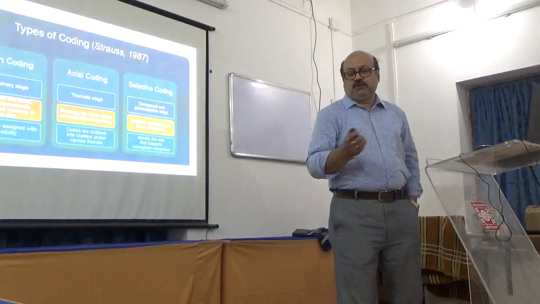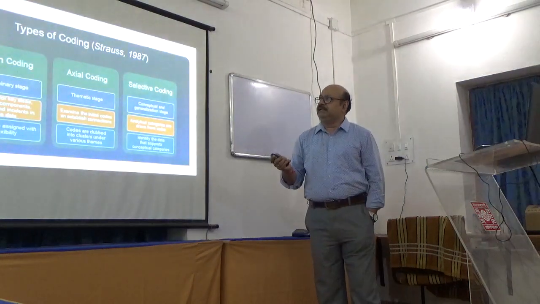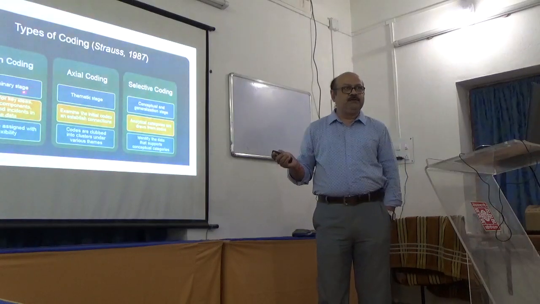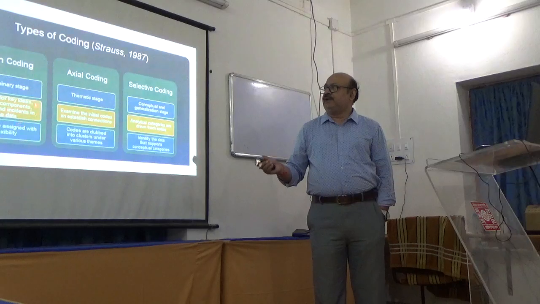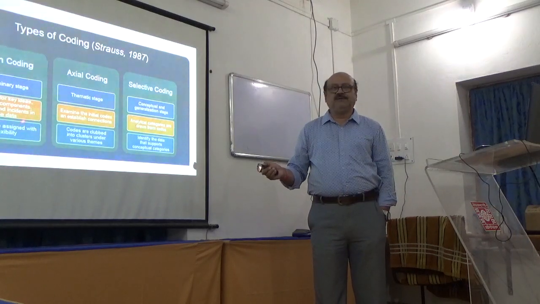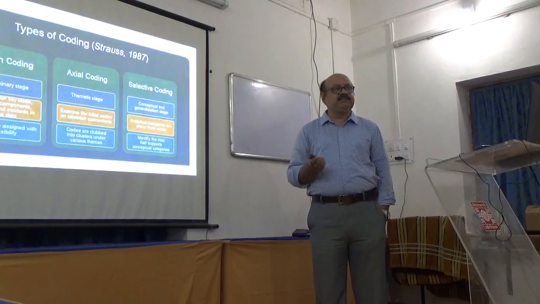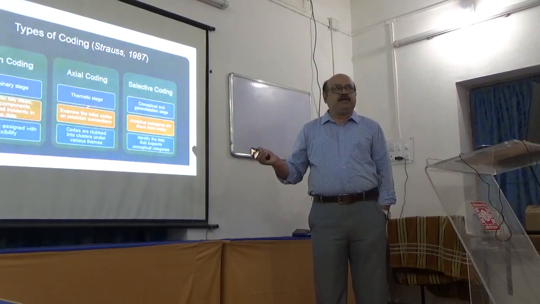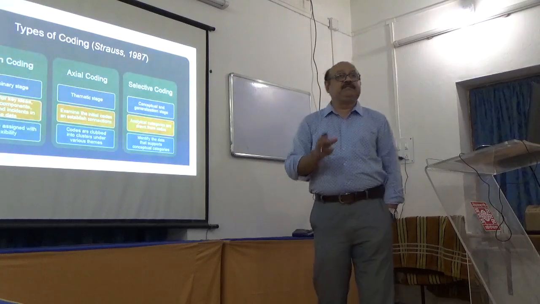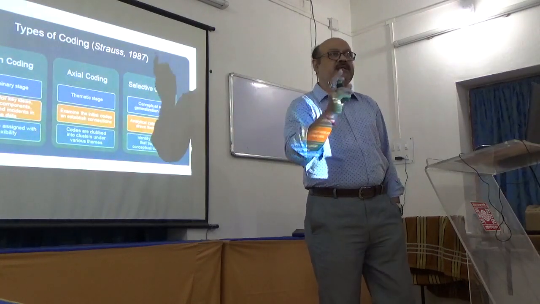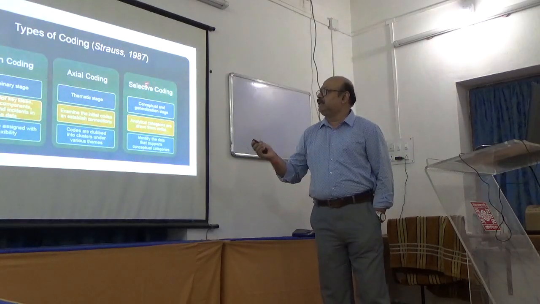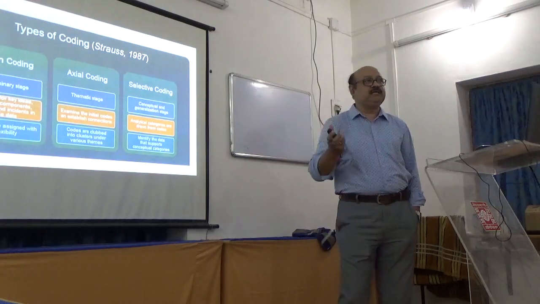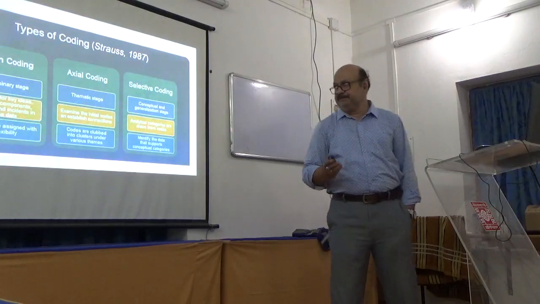So, three types of coding. Initial coding is made by the researcher for searching of ideas, issues, components, events and incidents in the data, whereby the researcher is very flexible in putting the code. Then axial coding, which is grouping of the codes on the basis of similarity, whereby you tend to develop a theme. And the last one is selective coding, when you are developing the code clusters for generalization.